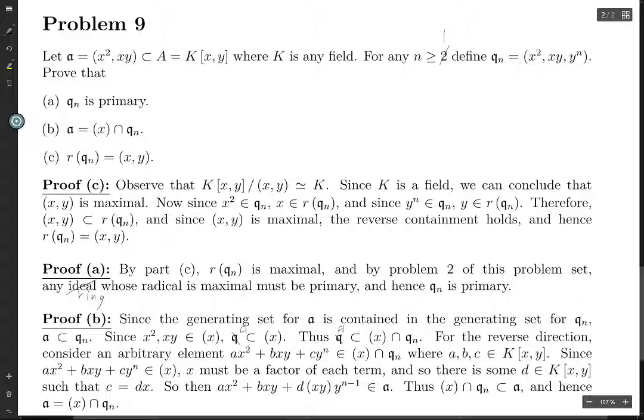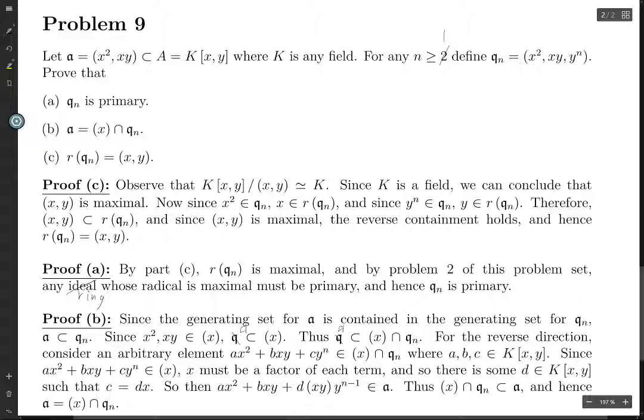Therefore, ax squared has an x in it, bxy has an x in it, cy to the n does not, a priori, have an x there. But since x must be a factor of this, the x can't be in the y to the n, so it must be in the c. So there must be some d in the polynomial ring such that c is just d times x. We're just writing c so that we see this factor here. So then we can write this element as ax squared plus bxy plus d times xy to the n minus 1. So we have a factor of xy in here.